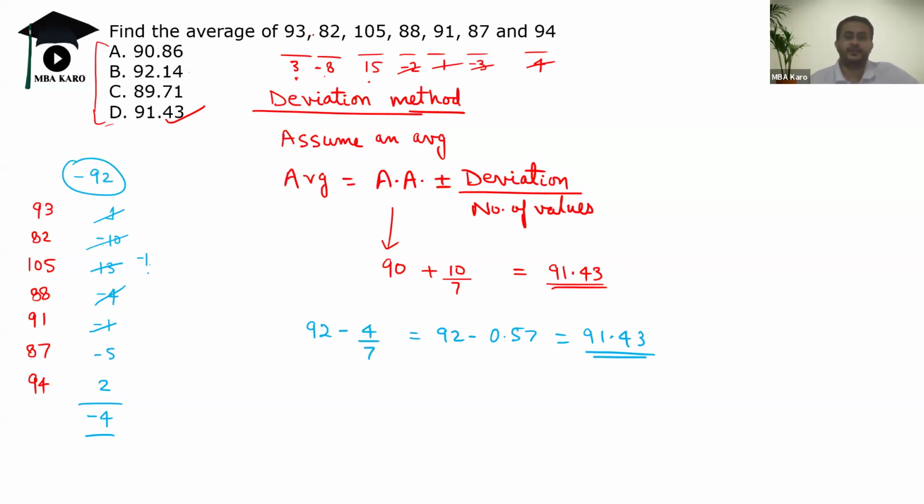Okay, and when to use the deviation method? When values are close by, because the deviations are small. These are small numbers. You can manually add them. Okay, this will be helpful in data interpretation. All right. So now let's see the next thing.